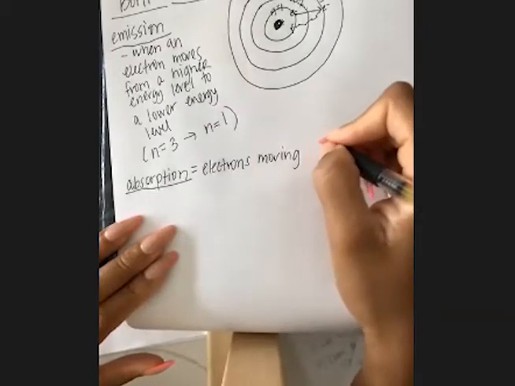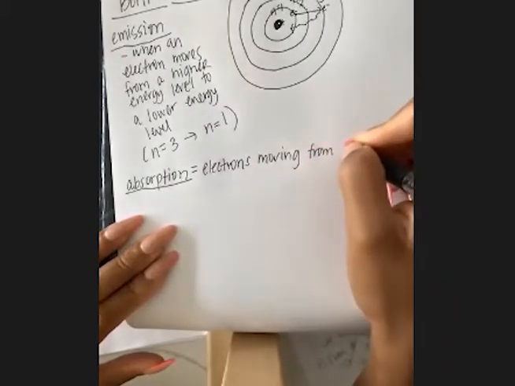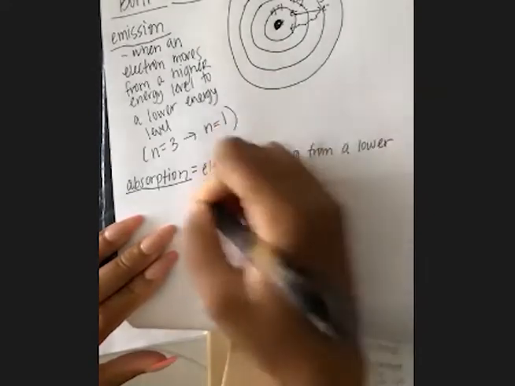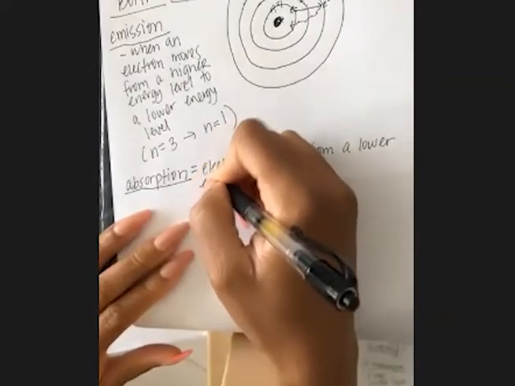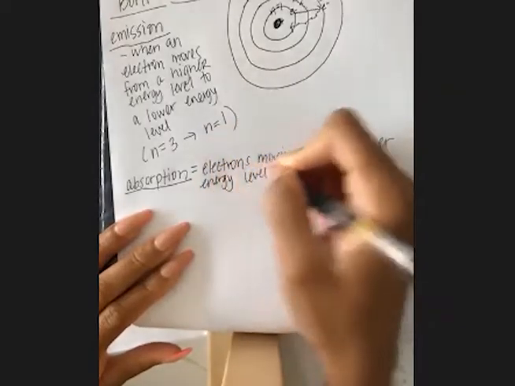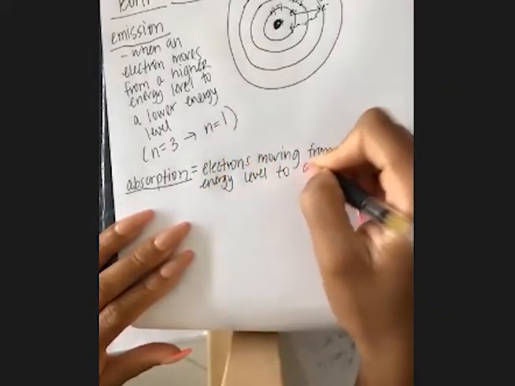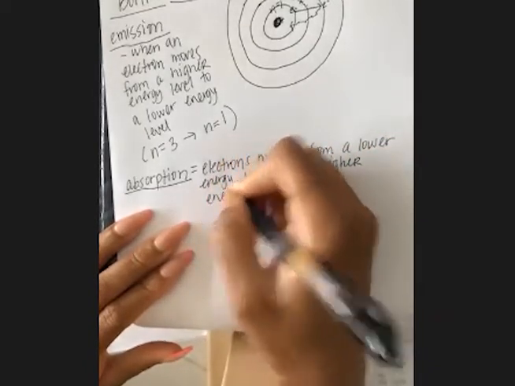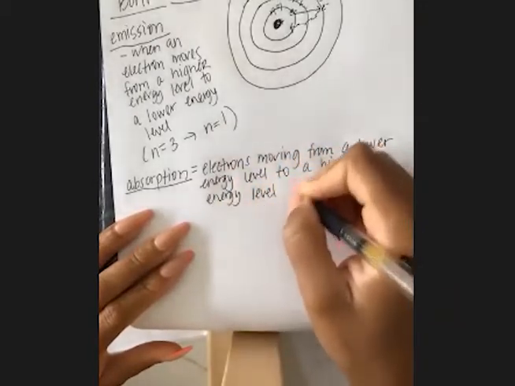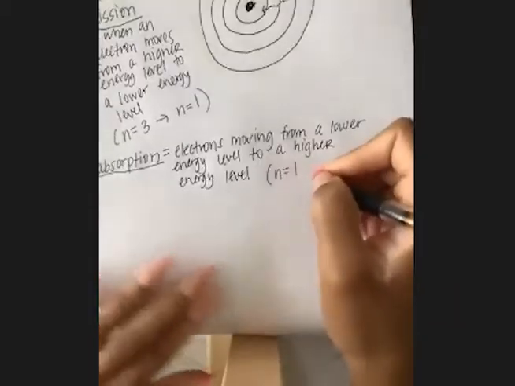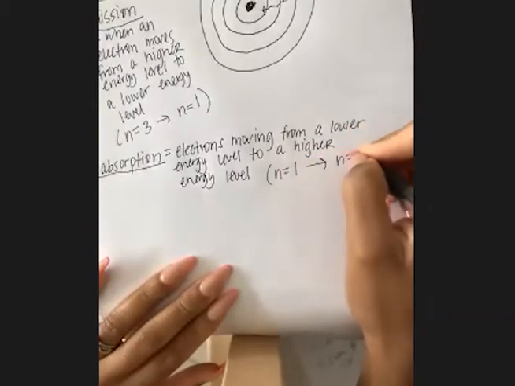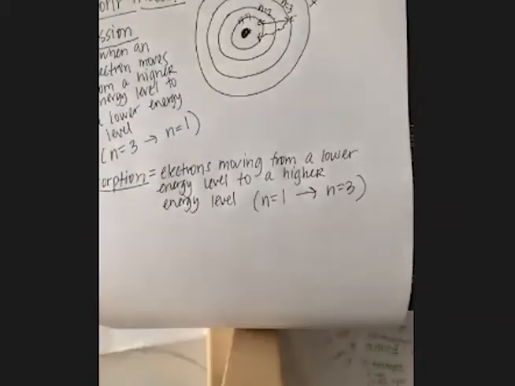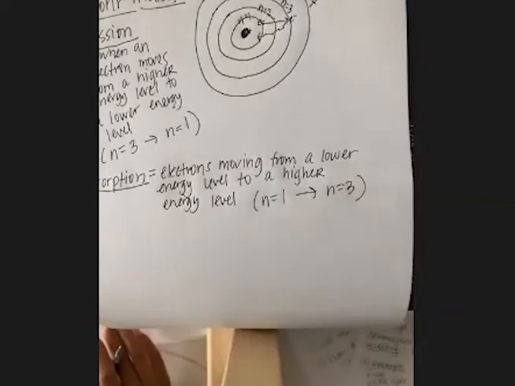Yeah, so electrons moving from a lower level to a higher energy level, basically from n equals 1 now to n equals 3. All right, that's called absorption.